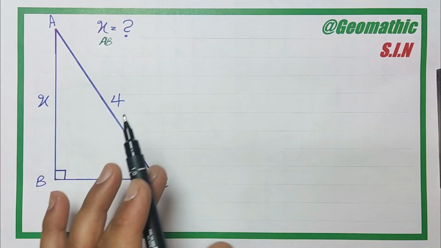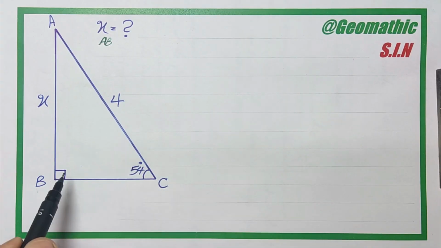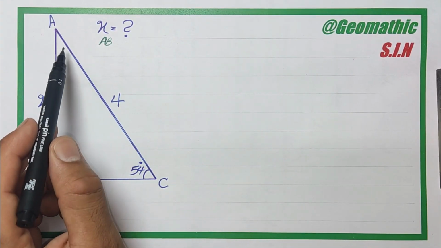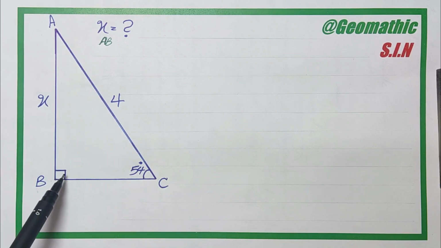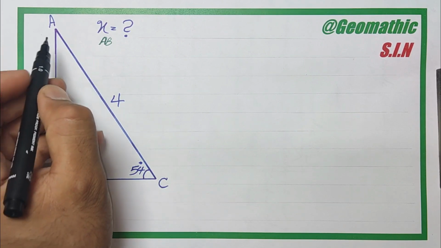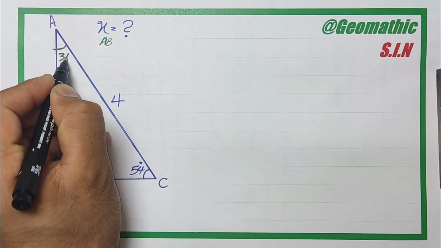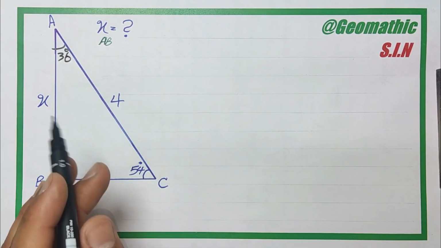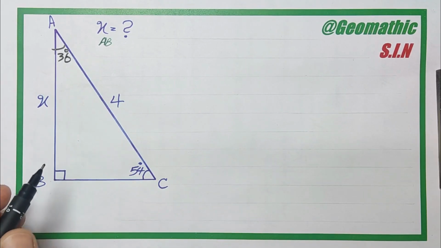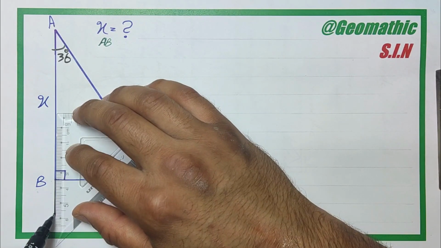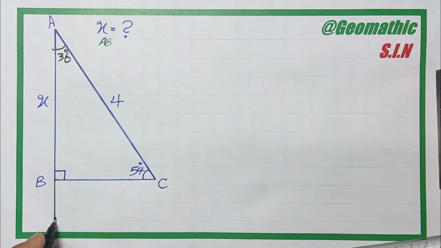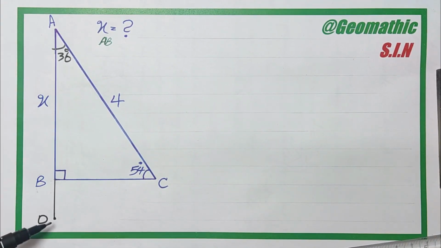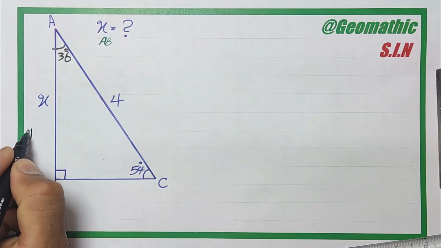Let's go step by step so we fully understand the idea. 90 degrees, 54 degrees, so the third angle is 180 minus 90 minus 54, which gives us 36 degrees. But this is not about angles. So what's the idea? First step, we extend AB to a point D so that the length AD becomes 4.